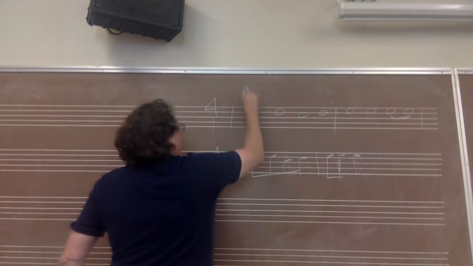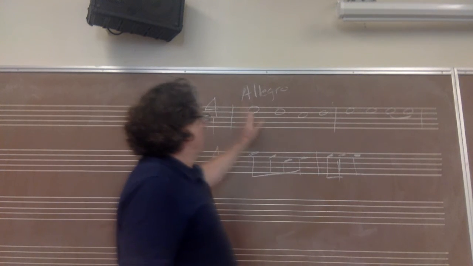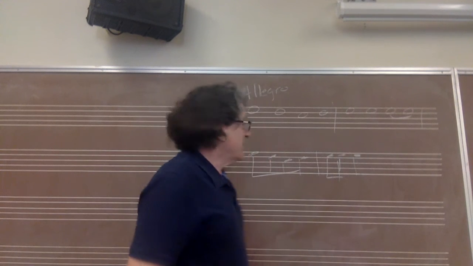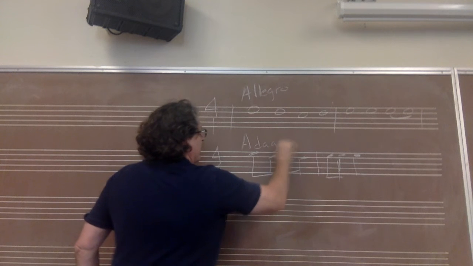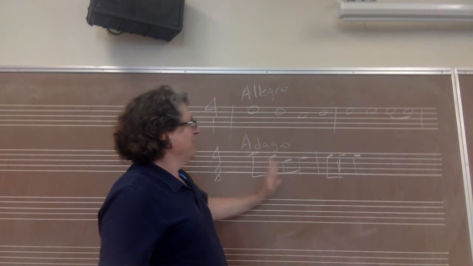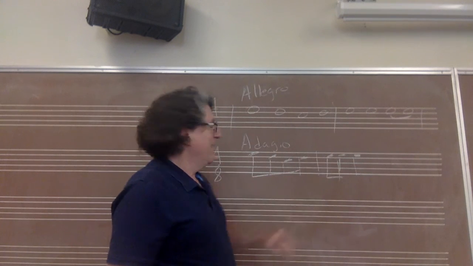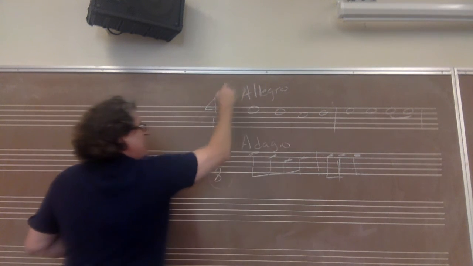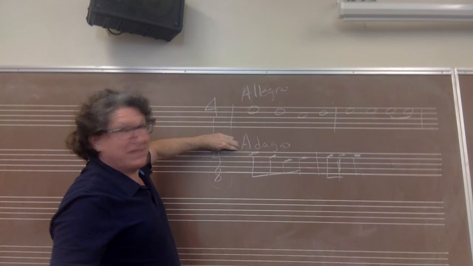So if I mark this allegro, which means fast, and I have the beat being that, it's fast. If I mark this one slowly, like adagio, then still the eighth note gets a beat. So now the beat is slow. Since each piece gets a beat, it's the tempo that determines how fast things go. Tempo means speed in Italian.